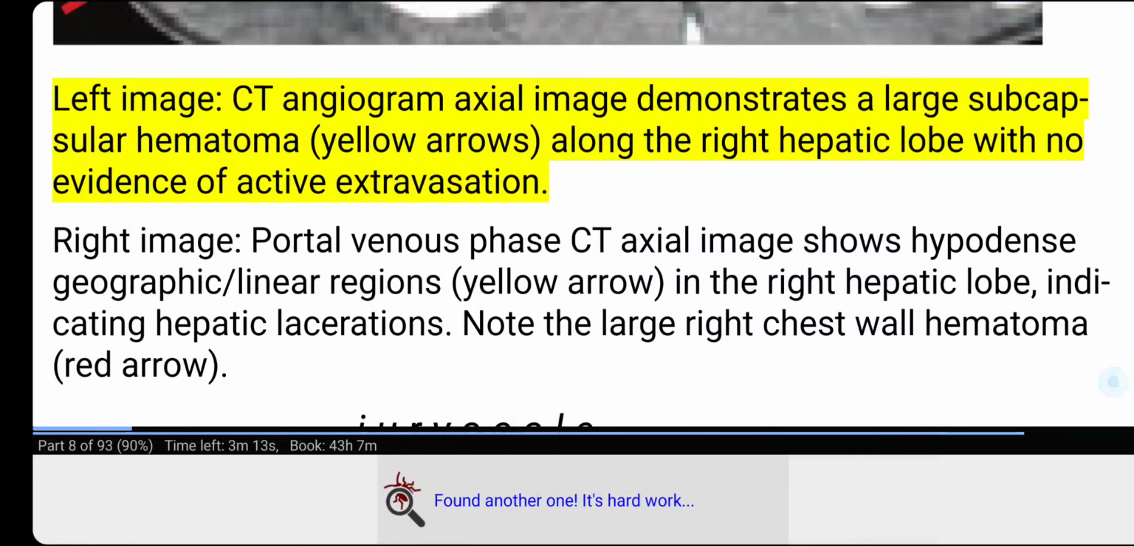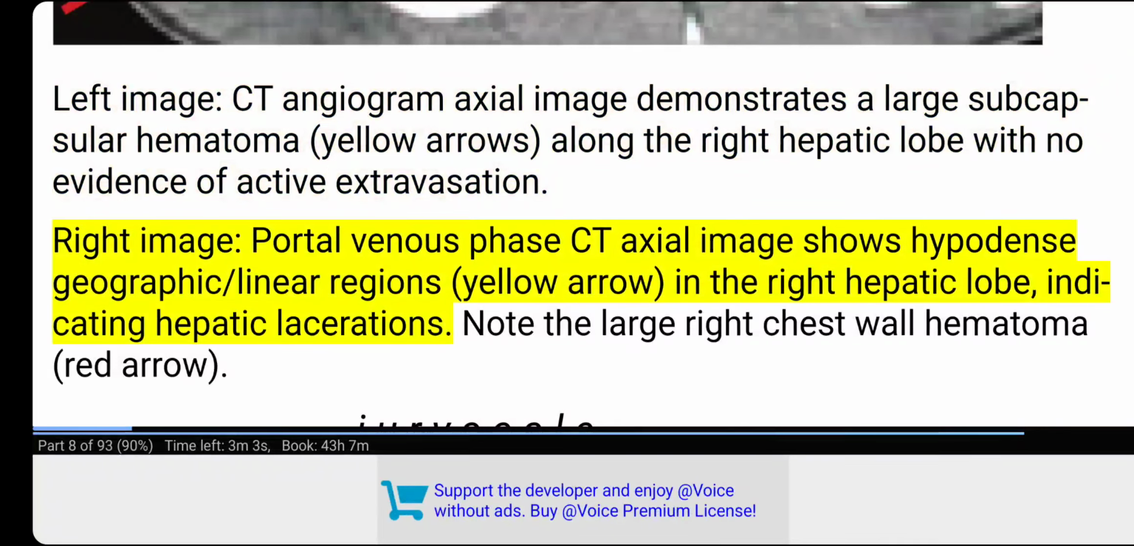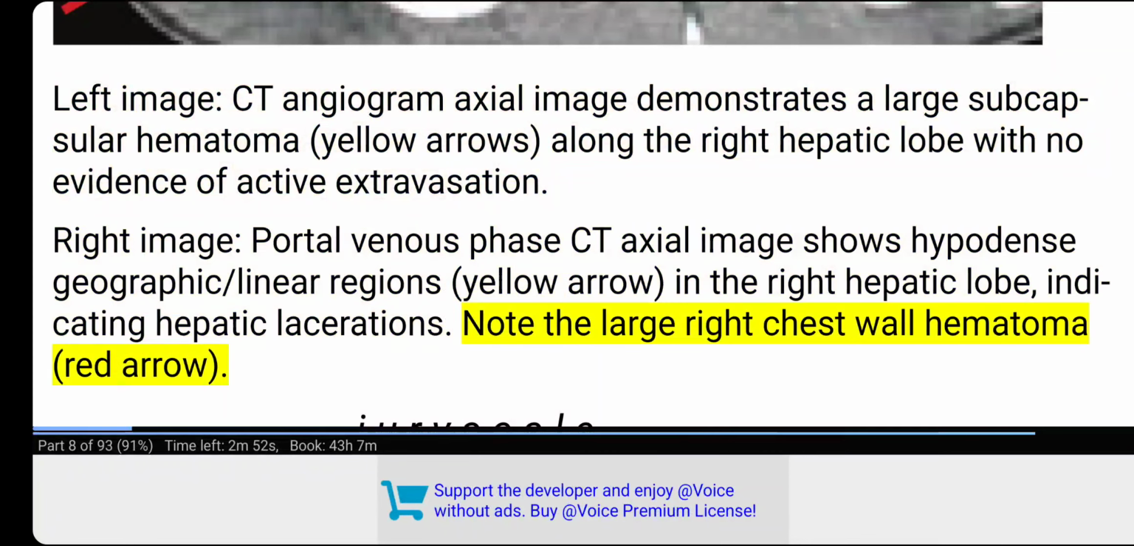Left image. CT angiogram axial image demonstrates a large subcapsular hematoma, yellow arrows, along the right hepatic lobe with no evidence of active extravasation. Right image. Portal venous phase CT axial image shows hypodense geographic, linear regions, yellow arrow, in the right hepatic lobe, indicating hepatic lacerations. Note the large right chest wall hematoma, red arrow.